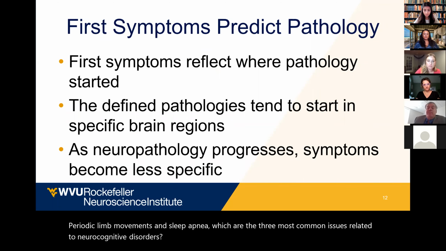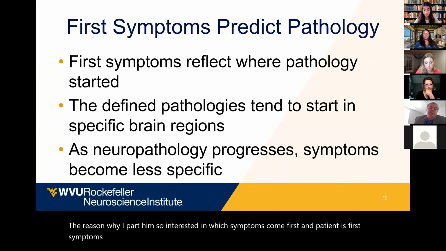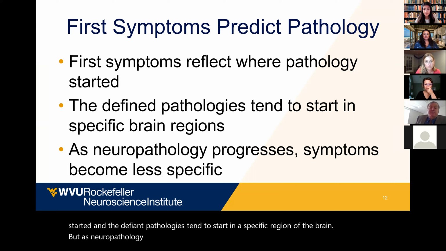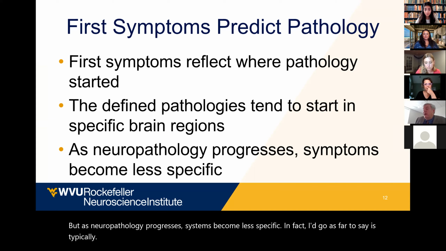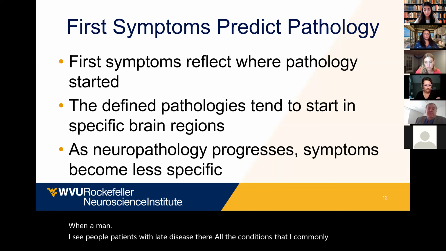The reason why I am so interested in which symptoms come first in a patient is that first symptoms predict pathology. That's because first symptoms reflect where the pathology started, and the defined pathologies tend to start in a specific region of the brain. But as neuropathology progresses, symptoms become less specific. In fact, I'd go as far as to say that typically when I see patients with late disease, all the conditions that I commonly diagnose sort of look the same.